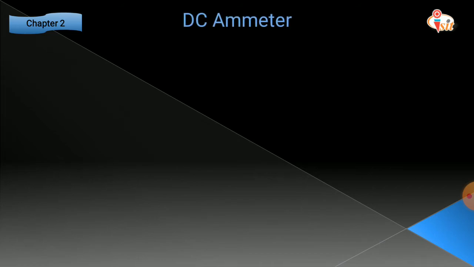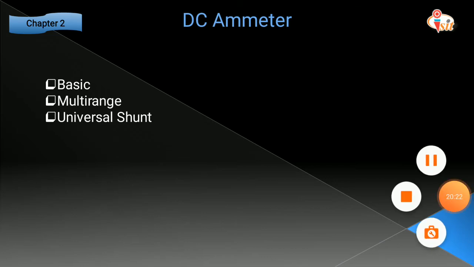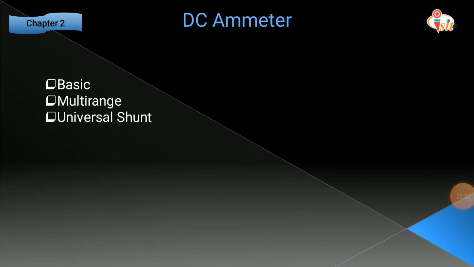That is DC ammeter. Okay, what is the meaning of DC ammeter? Here the use of DC ammeter is for the measurement of only DC current. Again, DC ammeter has three types: basic, multi-range and universal shunt DC ammeter. Now we are going to see one by one what is the basic DC ammeter, what is the multi-range DC ammeter, and what is the universal shunt DC ammeter.